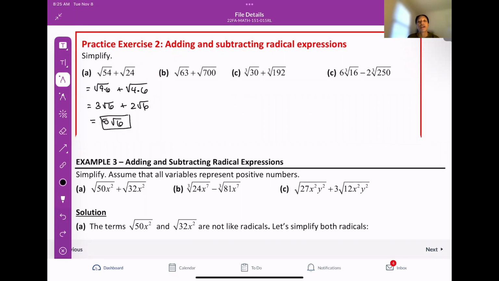Not really necessary. All right, on to B. We have the square root of 63 plus the square root of 700. Well, 63 is 9 times 7, and 9 is a perfect square. 700 is 100 times 7. So this gives us 3 square root of 7 plus 10 square root of 7. 3 plus 10 is 13, so 13 square root of 7.